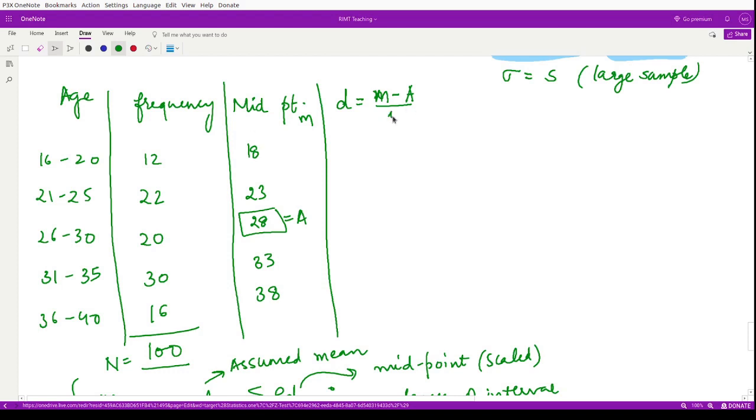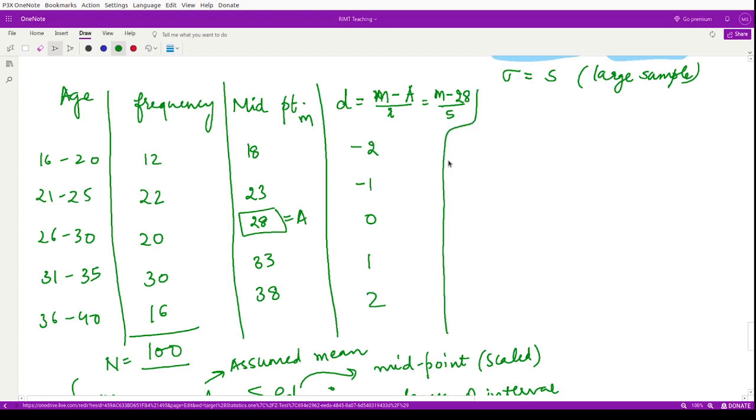So it is i, which is 5. So we have m minus 28 divided by 5. So we have to calculate this. For the first entry, it is 18 minus 28 divided by 5, which is minus 2. 23 minus 28 divided by 5, which is minus 1. Then it is 0, 1 and 2.